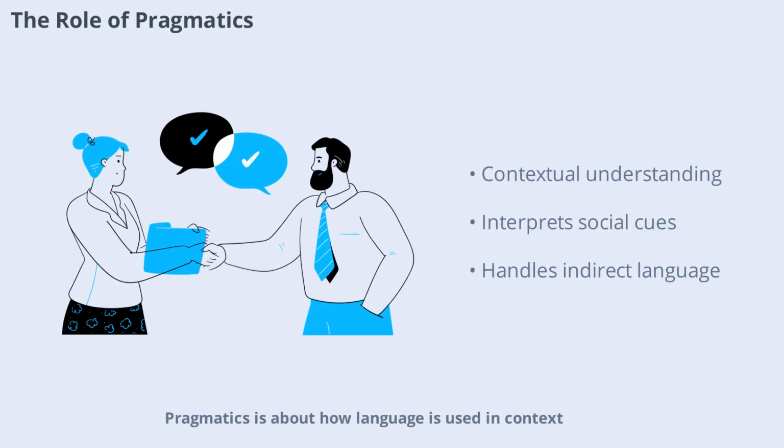Pragmatics is about how language is used in context. It involves understanding implied meanings, social cues, and conversational rules. Pragmatic processing allows us to interpret sarcasm, politeness, and indirect requests. Without pragmatics, we'd struggle to navigate social interactions and understand the true intent behind words.